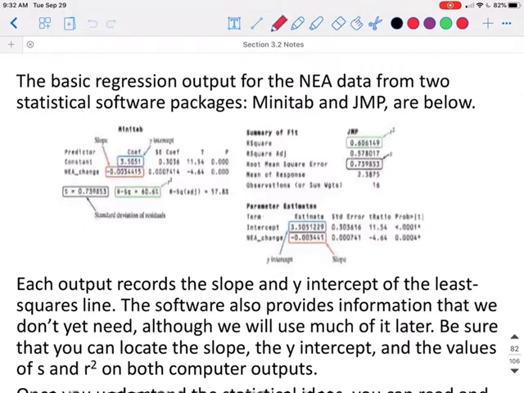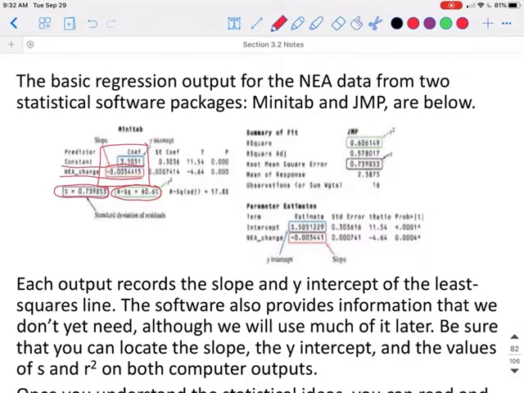Now when you're looking at Minitab, you will have a column that says coefficient. This is where you will find your slope and your y-intercept. The one with constant is your y-intercept, and the one that's with the variable, the NEA change, would be your slope. They're also going to tell you your S value, and they will tell you your R squared.